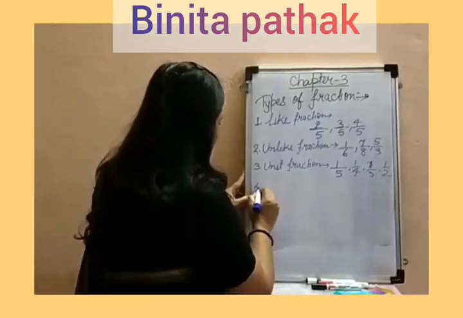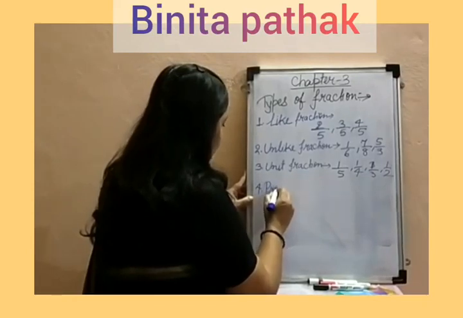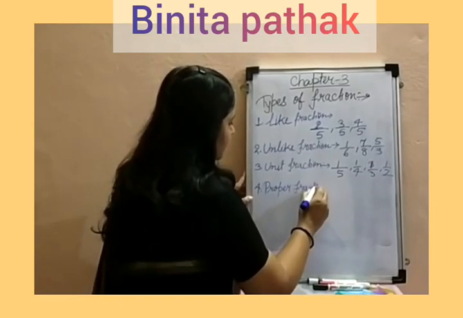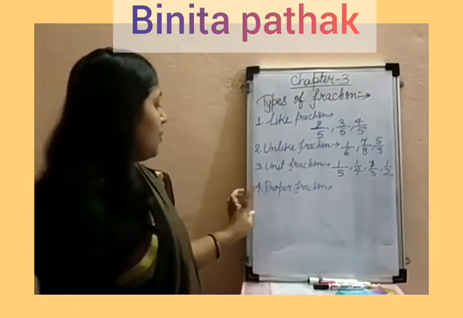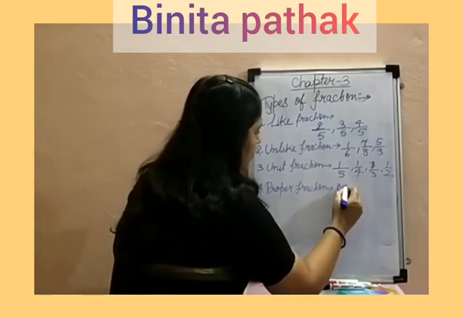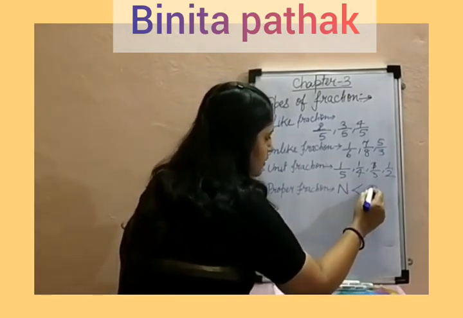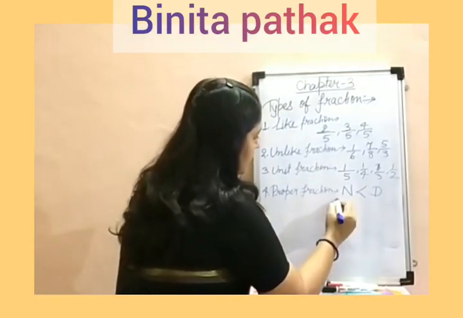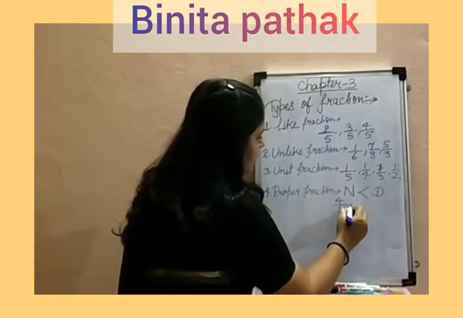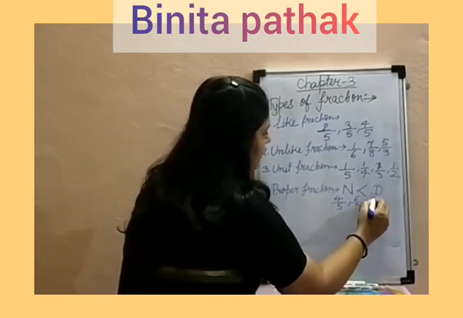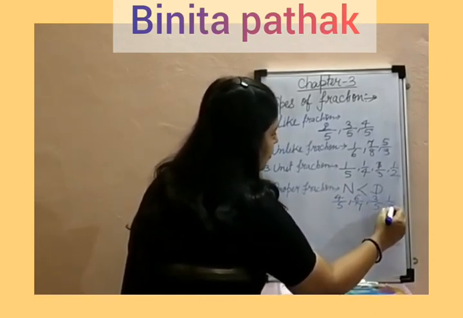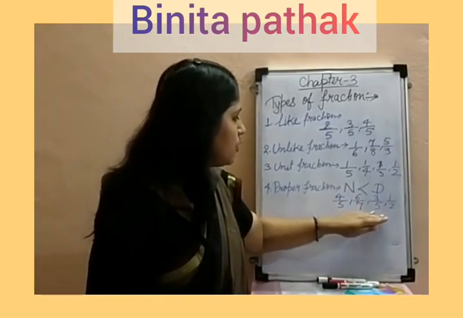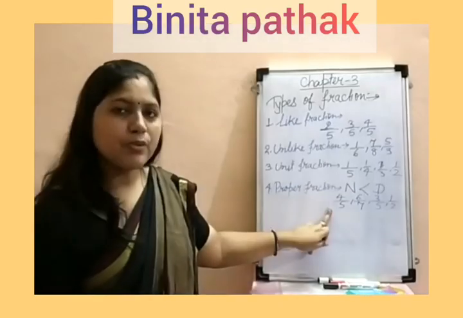Now, fourth is proper fraction. When the numerator is smaller than the denominator, these fractions are called proper fractions. For example, 4 upon 5, 6 upon 7, 3 upon 5, 1 upon 2. Here all the numerators are smaller than the denominators. So these are called proper fractions.